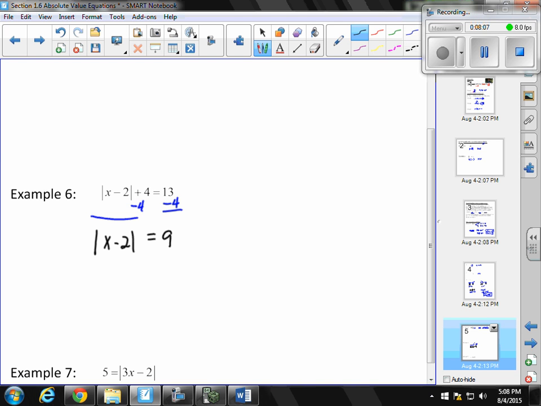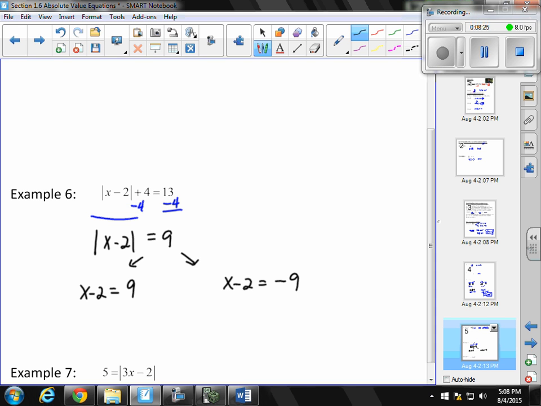Now I can create my two equations. Stuff on the inside of the absolute value is x minus 2. So we're going to write that down twice. And the number on the other side is 9. So we're going to have x minus 2 equals 9, and x minus 2 equals -9.